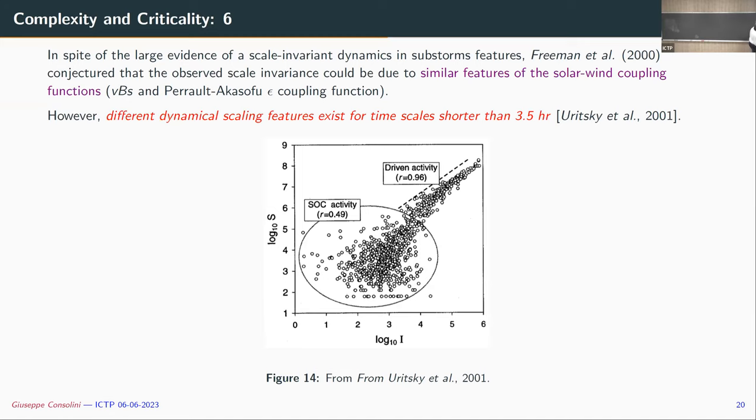Another point is this one. If we look at the distribution of two quantities, the size and, if I remember, the duration, you can find that you have a spreading in this area for the small scale, while for the large scale you have a correlation. No, this is the outside, sorry. This is the energy that is driven inside the magnetosphere via the Perreault-Akasofu function. So the difference is that here there is not a clear correlation. The correlation is only for the very large events when you have a massive transfer of energy. In that situation, the convection is the main phenomenon that drives the whole magnetosphere.